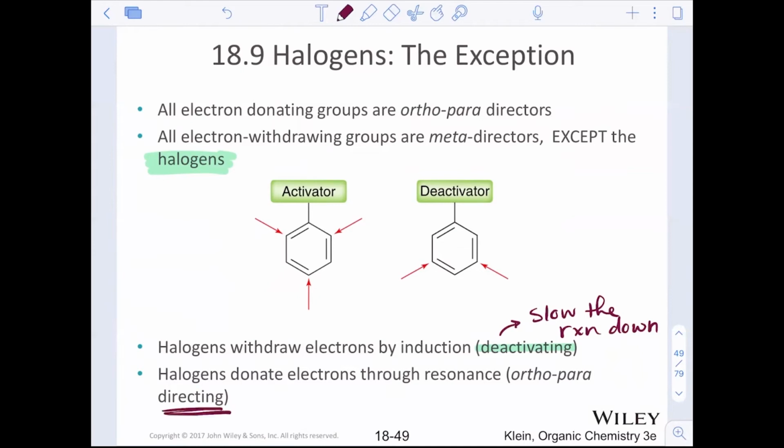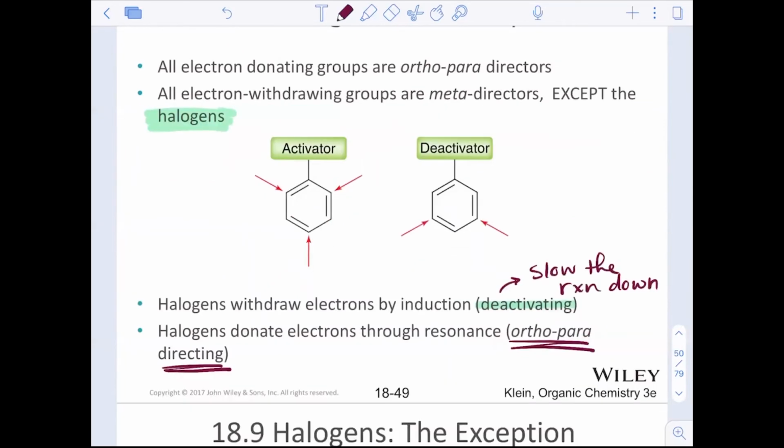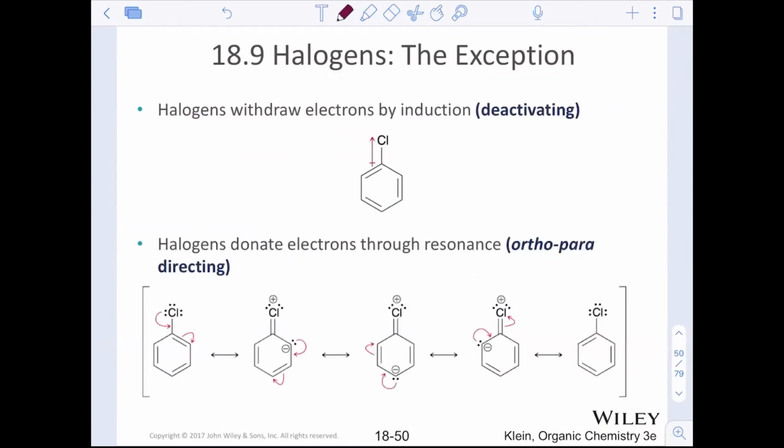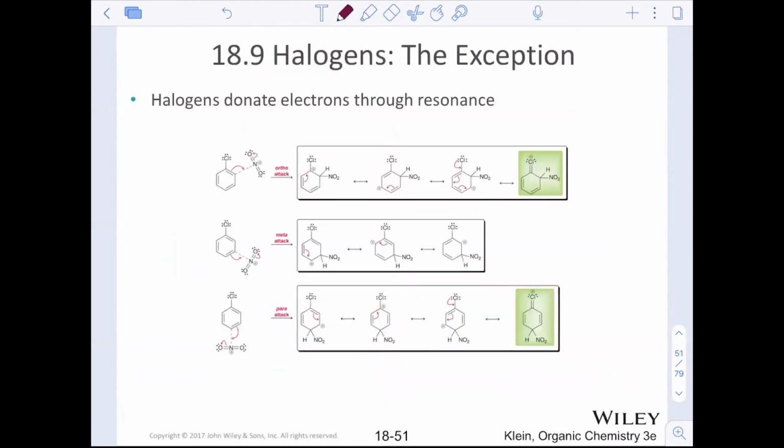So their directing capabilities are ortho-para directors. So even though halogens make benzene slower at reacting, they still can resonate. So see the resonance there, yeah. Which means that by default, their sigma complexes for the ortho attack and the para attack are more stable.